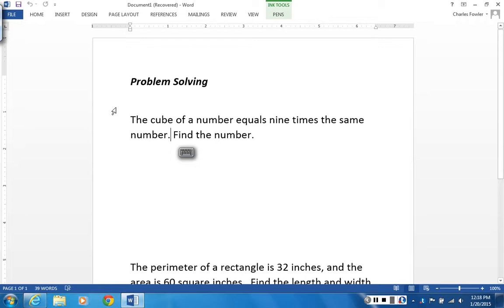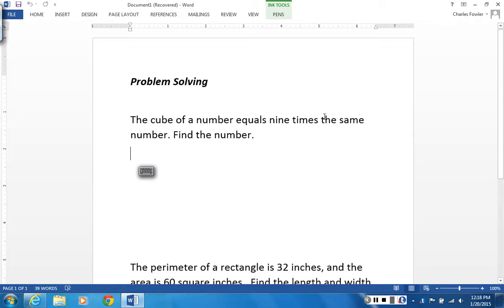For instance, this first example here: the cube of a number equals 9 times the same number. Find a number. So there's a few things in here that's important. Cube, for example, of a number. When we don't know what the number is, then what do we represent the unknown number? We represent an unknown by a variable, and we usually use the variable x, even though it can be any letter. Alright, equals, we know what equals is. 9 times the same number. What was the same number? It was the x that we don't quite know yet.